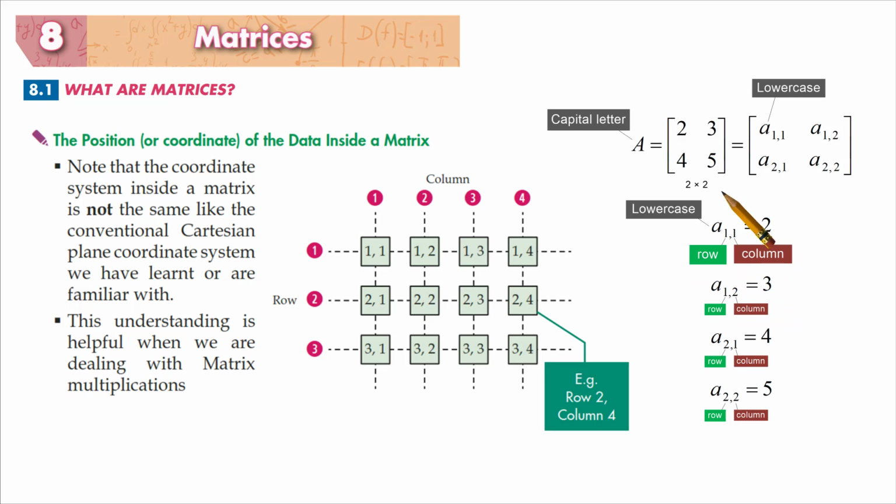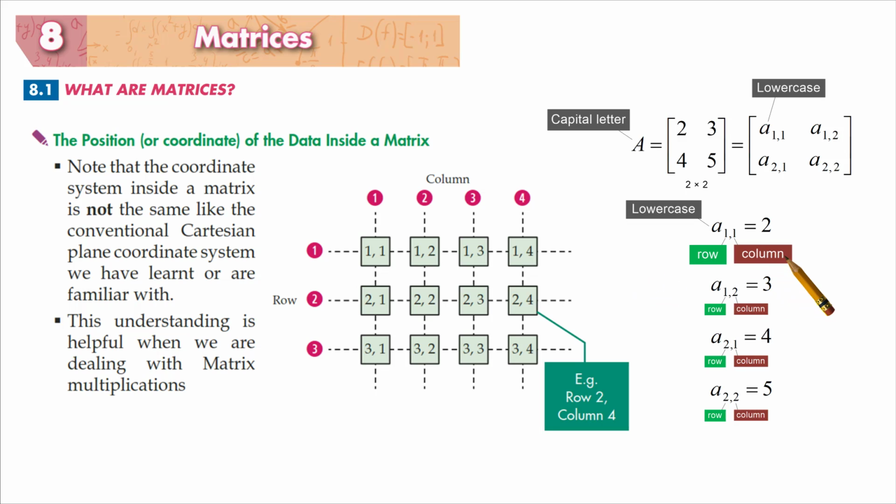The element in matrix A at row 1, column 1 is 2. The element in matrix A at row 1, column 2 is 3. The element in matrix A at row 2, column 1 is 4. And finally, the element in matrix A at row 2, column 2 is 5. Remember, it is the row number and then the column number.